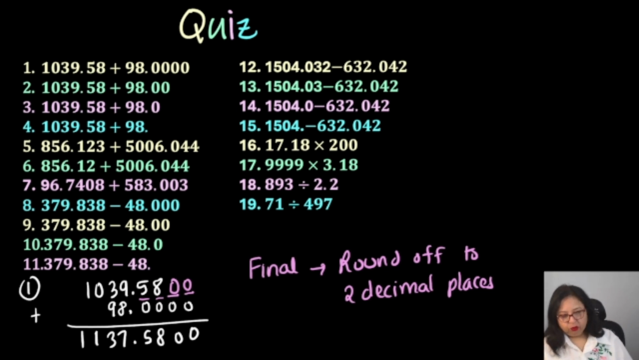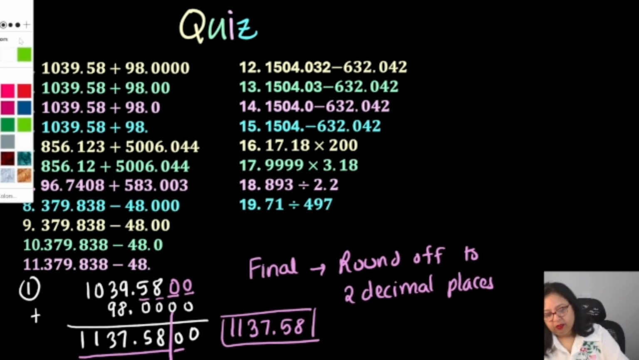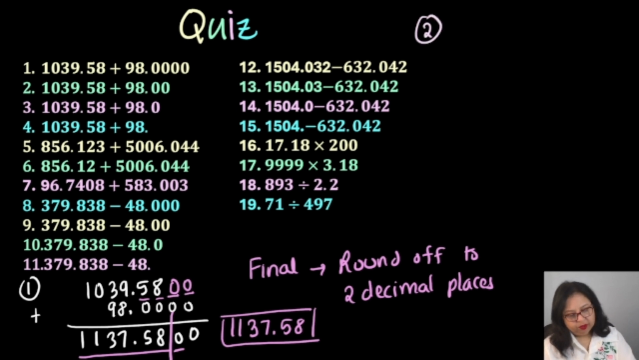Alright, so to round it off to 2 decimal places, I'm going to put a line over here. Since the digit to the right of the line is just a 0, that means this number will round off to 1137.58 only. This is your answer over here. This was quite easy, wasn't it? Let me do the number 2 over here.